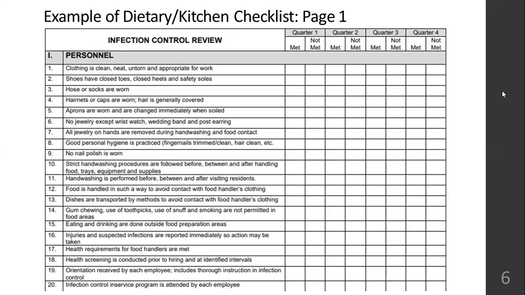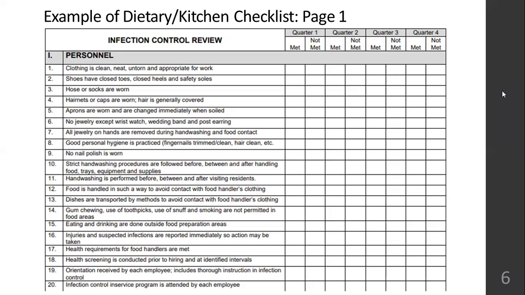In such a way, you have to handle all the food to avoid contact with your clothing. Even when dishes are transported, avoid contact with the clothing. Do not use chewing gum, toothpicks, nose picking, or smoking. These things are not permitted in the kitchen.